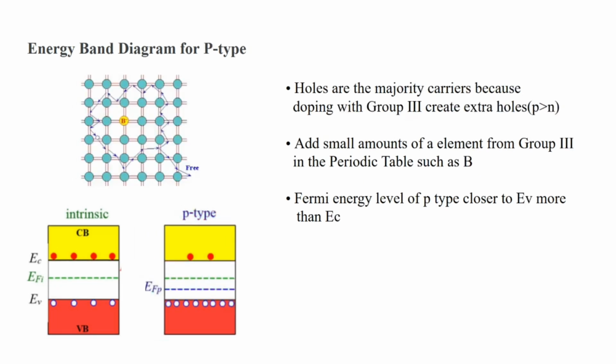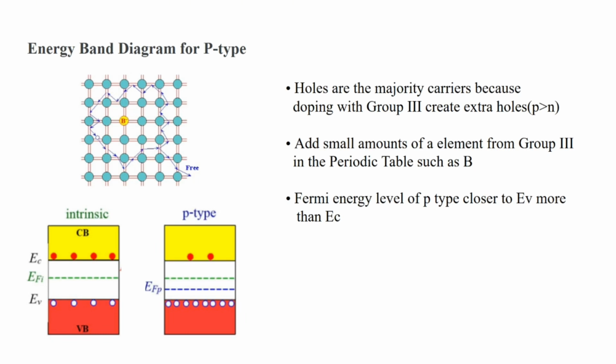Energy diagram for the P-type. When a small amount of an element from group 3 of the periodic table, such as boron, is added into the silicon, p-type doping occurs. Each boron atom replaces a silicon atom in the crystal lattice and is surrounded by silicon atoms. Since boron has only 3 valence electrons, it can only form three covalent bonds with the neighbor silicon atoms, leaving one bond incomplete. This missing electron creates a hole.